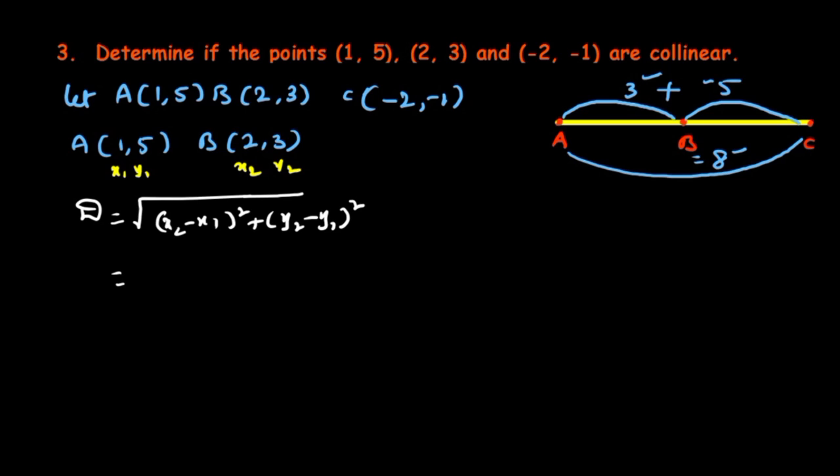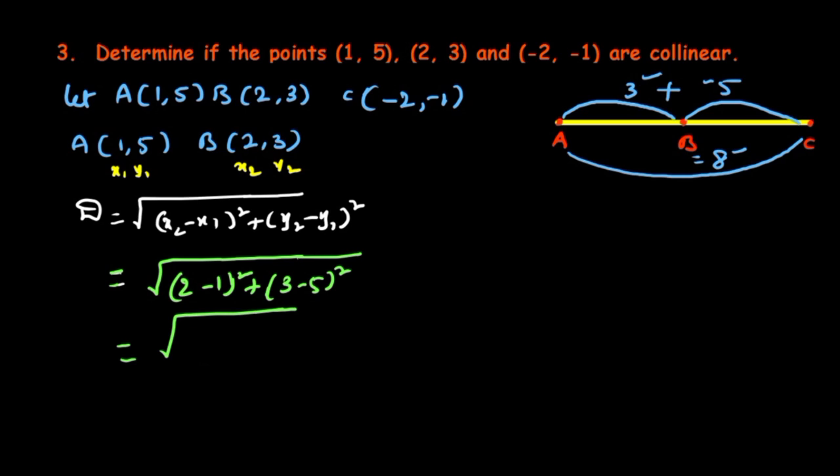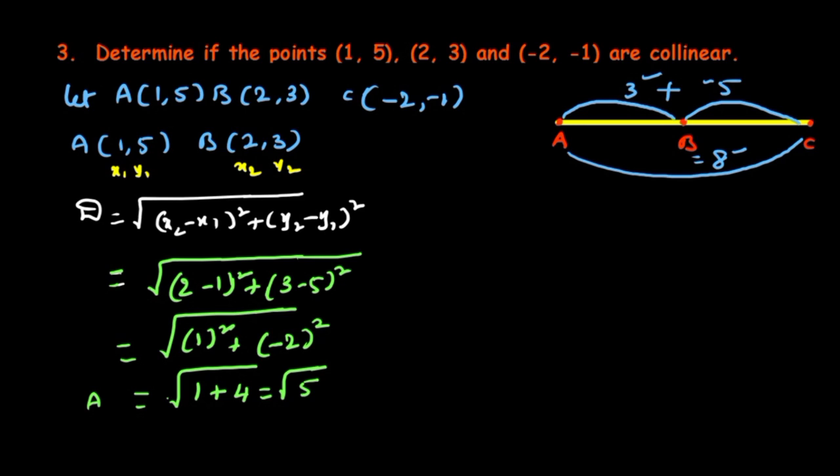So what is x2 in this? The x2 is 2, so root of (2 minus 1) whole square, and y2 is 3, so (3 minus 5) whole square, okay. So root of 2 minus 1 is 1, this is 1 square, and 3 minus 5 is minus 2 whole square. So 1 square is 1, plus minus 2 square, that is minus 2 into minus 2, you get plus 4. So root of 5 is the distance between AB.